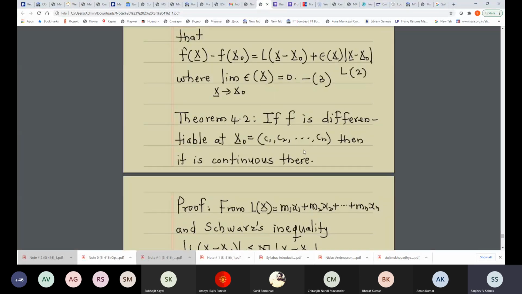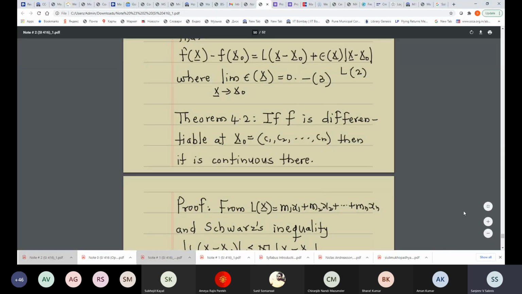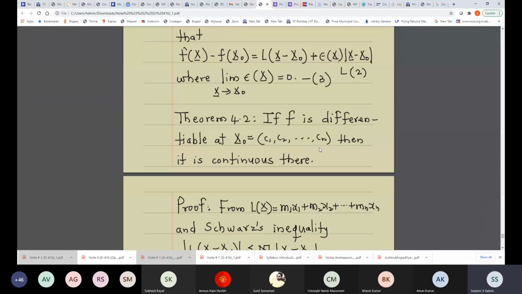Now, if it's differentiable at x naught, then it is continuous there. Okay, this was the objective. In the case of a univariate function, or a function of one variable, we know that differentiability implies continuity, and so we wanted to make sure that for the function f from Rn to R, if it is differentiable at x naught, then it ought to be continuous there. Okay.